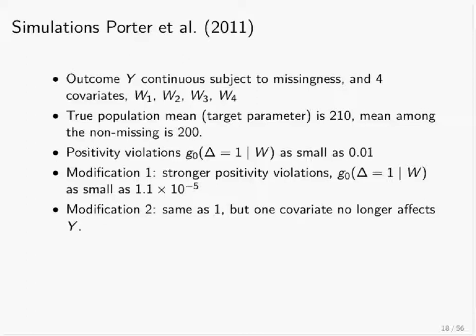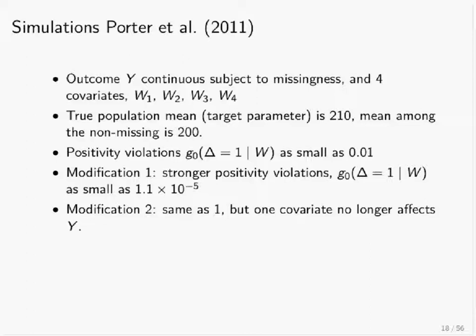This is by Porter, Gruber, Jessecken, and myself. We started including all these estimators, and also targeted maximum likelihood and collaborative targeted maximum likelihood, into the story. We used their simulation, but we also looked at modifications of it where we made the challenge bigger. It is the estimation of the mean of an outcome, where the outcome is subject to missingness, and we also observe covariates. That was the simulation.